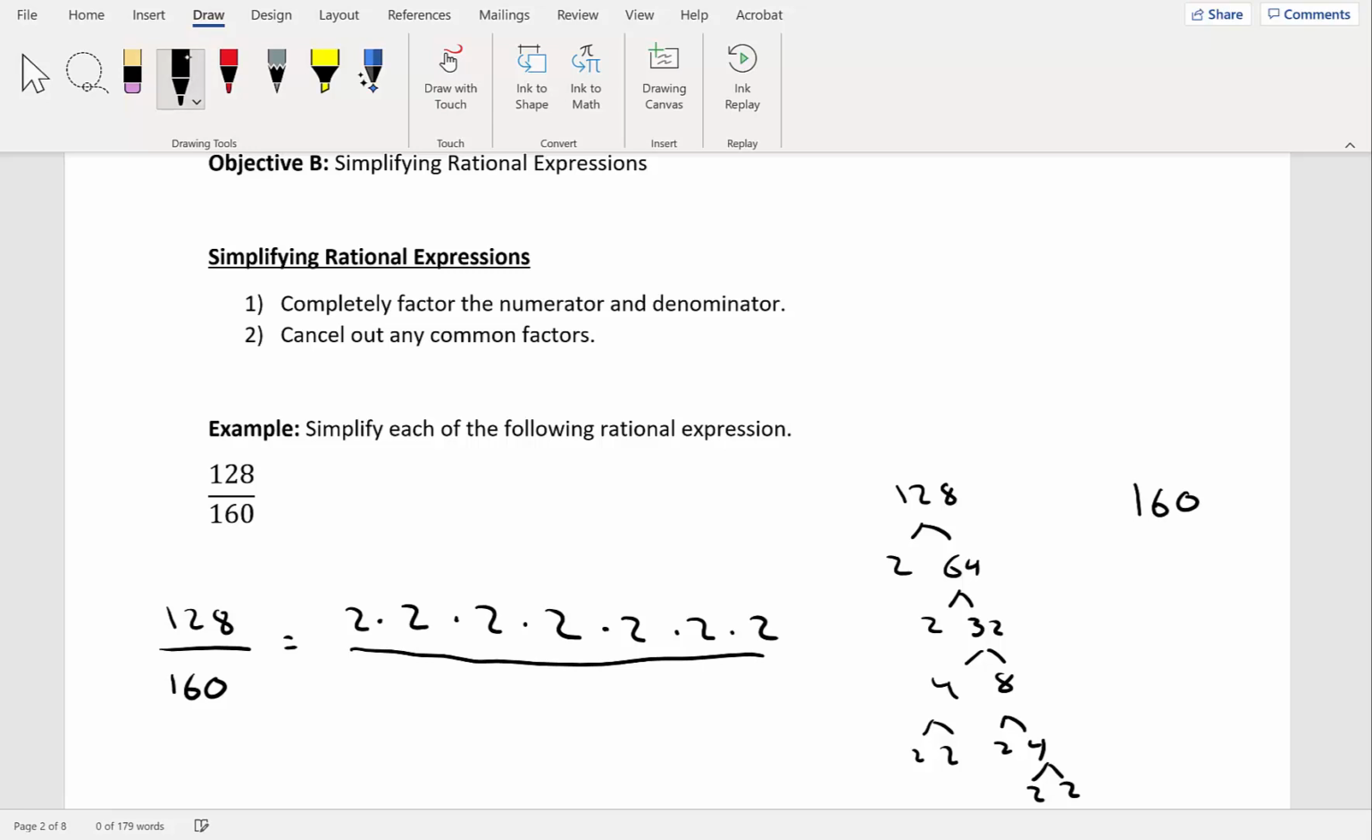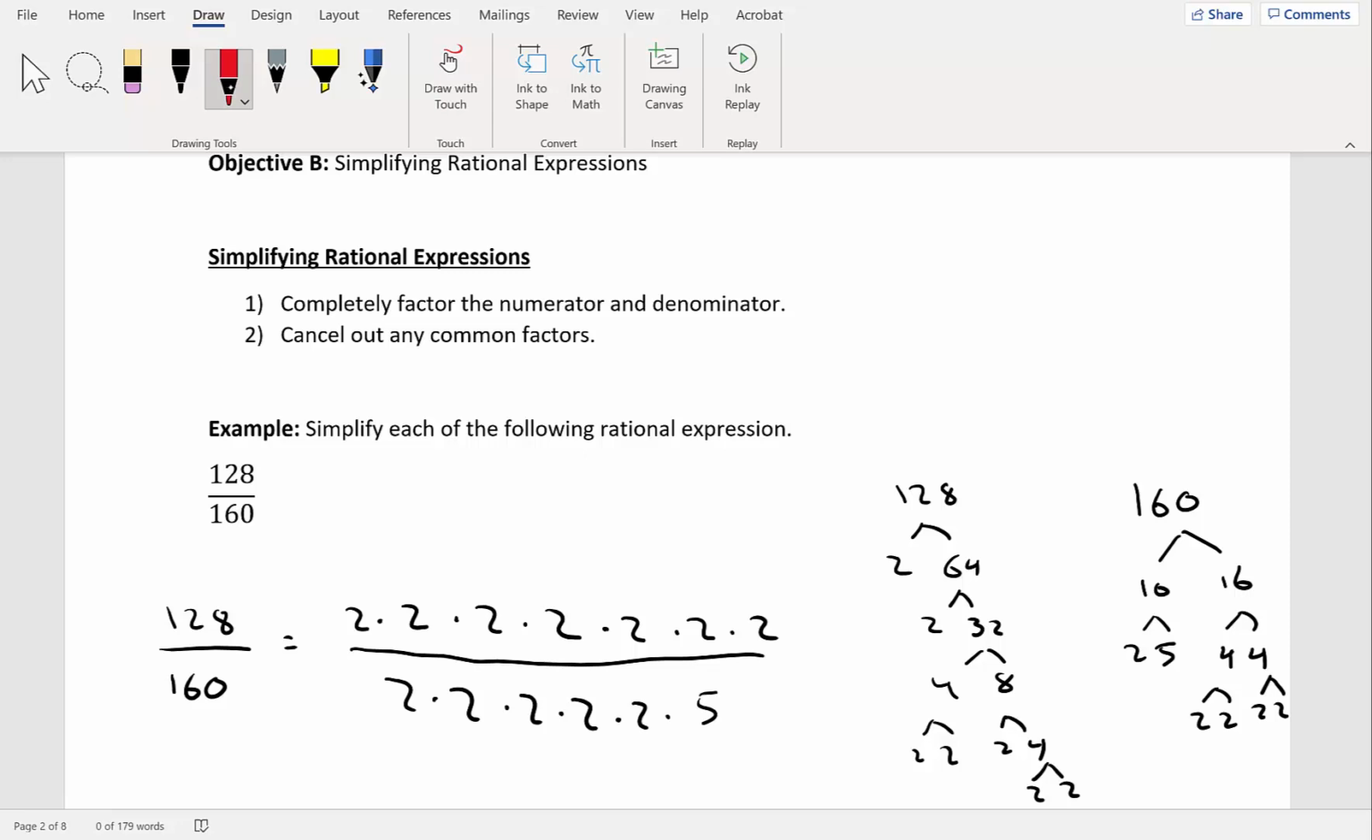Do the same thing for 160. Break it down. I could break it down with 10 and 16 first. 10 breaks down to 2 and 5. 16 breaks down to 4 and 4. And now each one of these 4's breaks down to 2 and 2. So I have 2 times 2 times 2 times 2 times 2 times 5. So I completely factored out the numerator and the denominator.